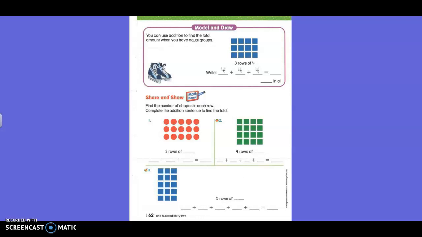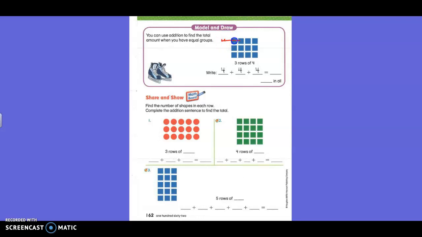Now we are going to do the model and draw. Let's read the story problem, or the directions. You can use addition to find the total amount when you have equal groups. Okay, they have 3 rows of 4. We just did this on the last one. Let's do it on here. Are they going down or are they going sideways? Sideways. They're doing the rows. They're counting the rows, okay?